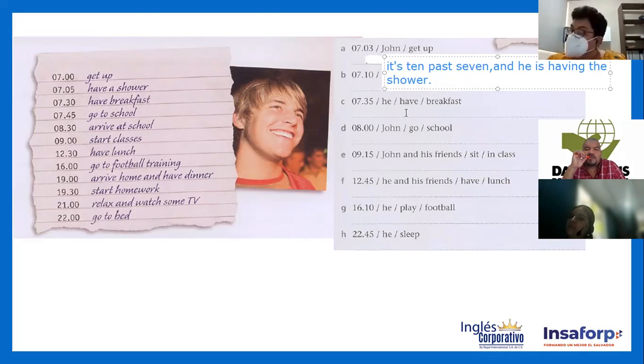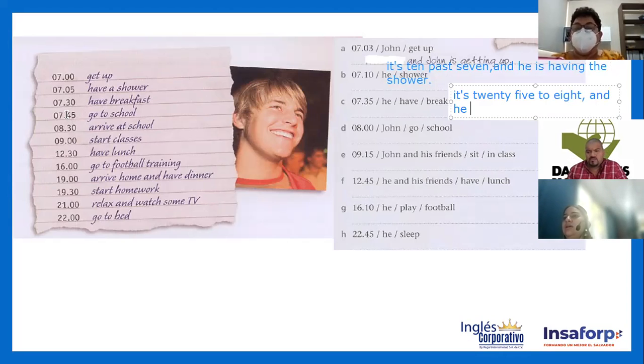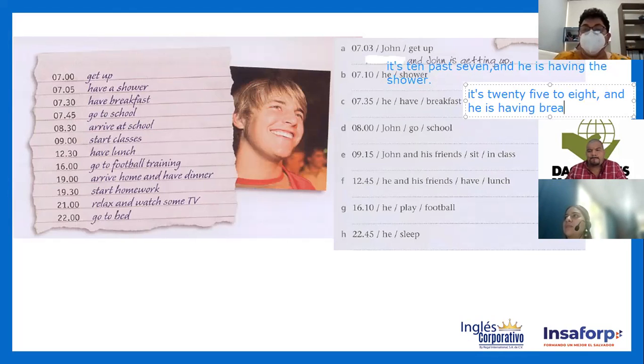Okay, let's see letter C. You help me, Ivania. Can you help me, Ivania, with letter C? What do you have in letter C? It's 25 today. Okay, it's 25 today. And he is having breakfast. To 8. And he... Si me ayudan, yes, with the microphones, guys, please. Okay, and he is, let's see, what time? 35, right? And he is having breakfast, right? Having breakfast. Breakfast. Okay, what about letter D?